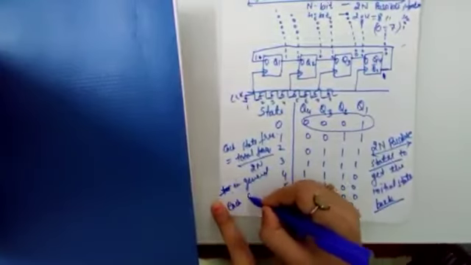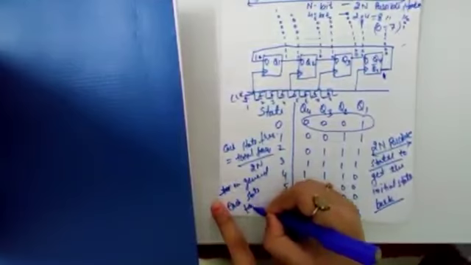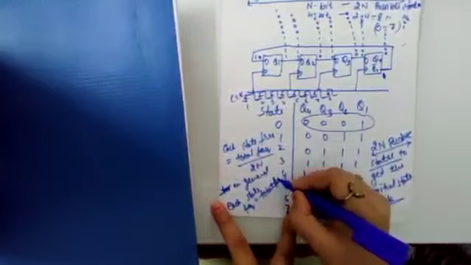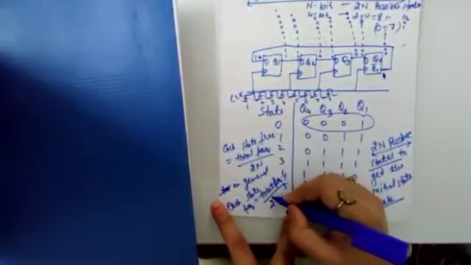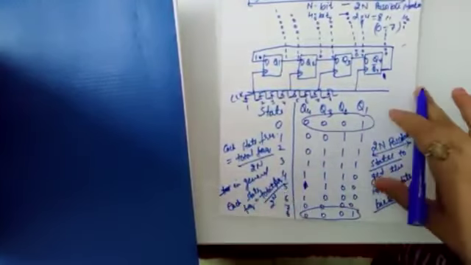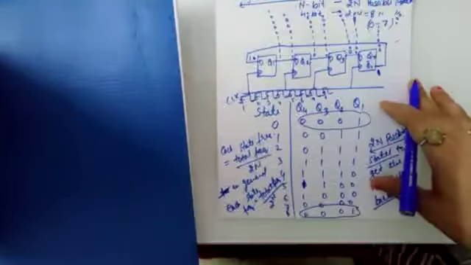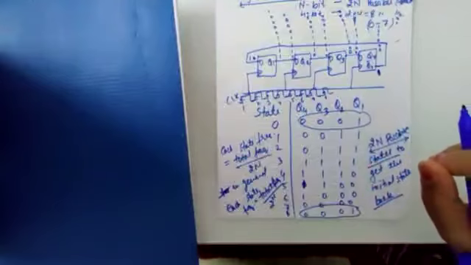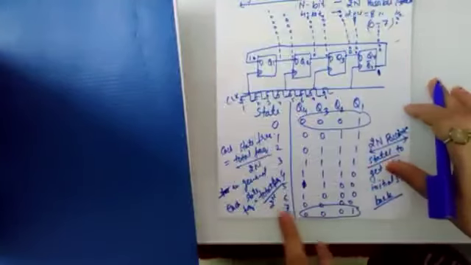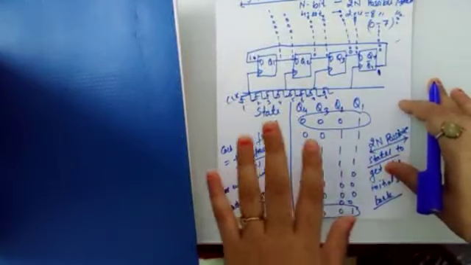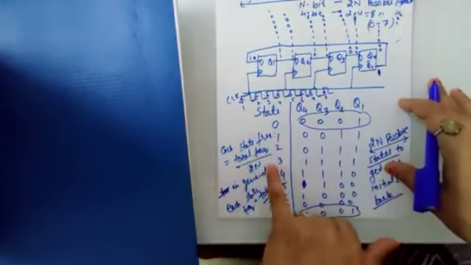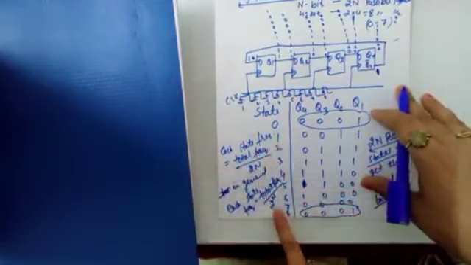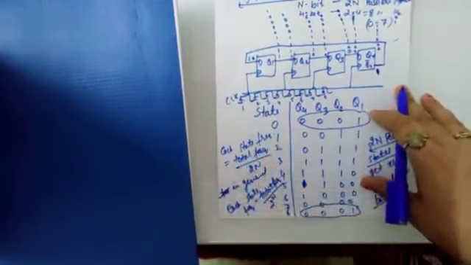And for normal counters, in general, each state frequency is total frequency by 2 to the power n. This is the general case that we have seen earlier for other counters like modulus counters, asynchronous and synchronous counters. But in the ring counter, it will be total frequency by n. In the twisted ring counter, it will be total frequency by 2n. And in general, we can write total frequency by 2 to the power n.